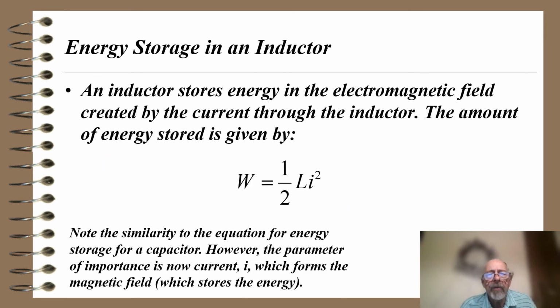So what about energy storage in an inductor? An inductor stores energy in the electromagnetic field created by the current through the inductor. The amount of energy stored is given by W equals 1/2 L I squared. Remember, for capacitors it's 1/2 C V squared. So again, the voltage is what stores the energy in the electric field in the capacitor. In the inductor, the amount of current is producing the electromagnetic field, and that's what stores the energy in the inductor.